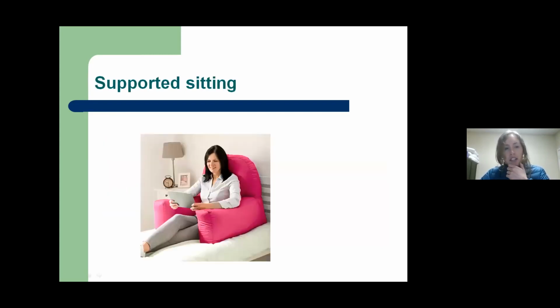Body pillows are great too. Supported sitting is great. If you could get some pillows and put them under your arms. If anybody's in a chair right now and you've got pillows around you, go ahead and just put them under your elbows and just feel that shoulder relax into it. It's really going to take off a lot of strain and stress on that shoulder.